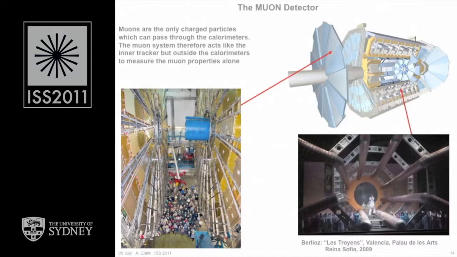So this is another view of the toroid. And this is a very nice picture because lots of people had really smart ideas when they saw these pictures going around. And one opera producer in Valencia, he produced an opera, The Trojans, in Valencia, using the decor of the Atlas magnetic spectrometer.